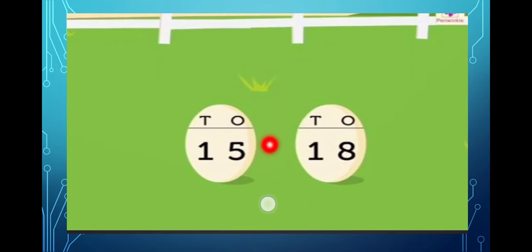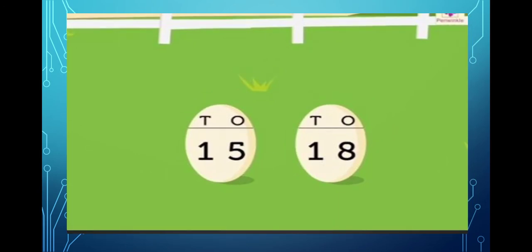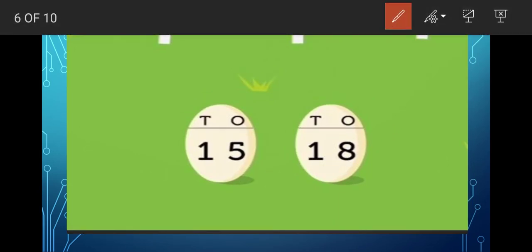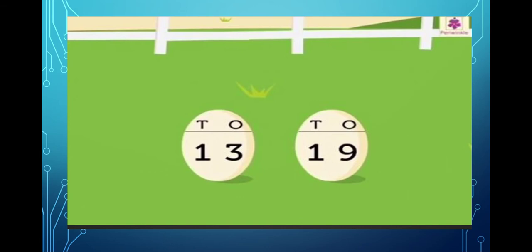So 15 is less than 18. Okay, so we are going to write 15 is less than 18, or 15 is smaller than 18. In any method you can say. Alright. Now another example I have taken, the numbers 13 and 19.